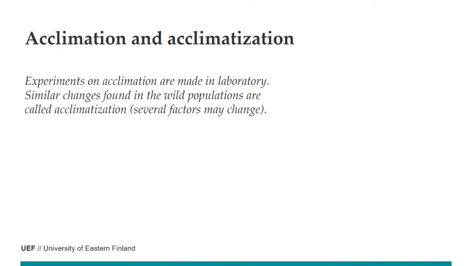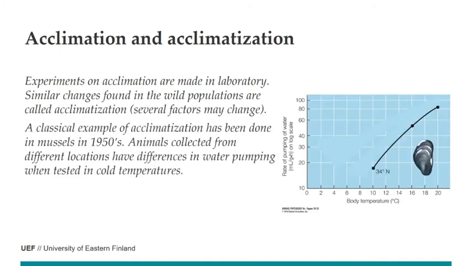There might be a different amount of snow or a different amount of rain, depending on the season. And one classical example of this was already made in the 1950s. They collected mussels from the west coast of the US, near the Pacific Ocean, and depending on the location, they have differences in water pumping.